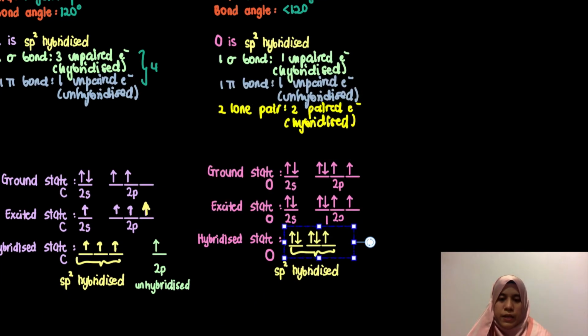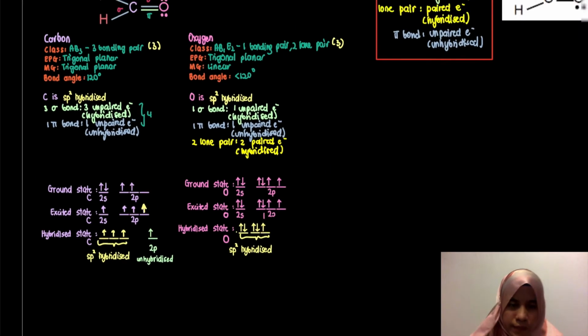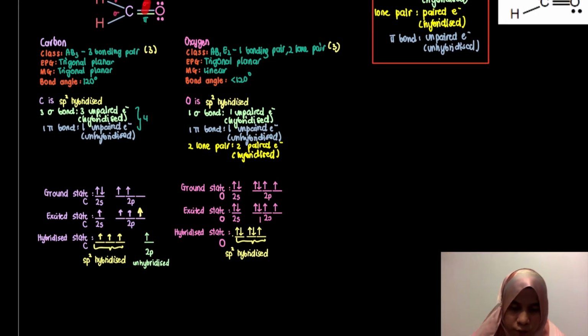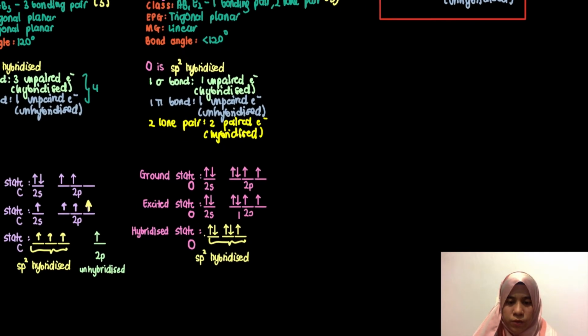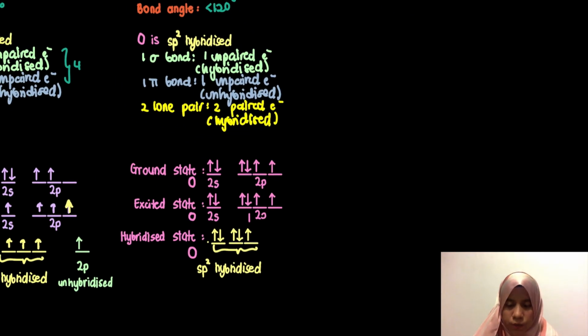Sekarang ni sp2 hybridized. Ngam lah sebab ada 1 unpaired electron ni untuk kita punya sigma bond. Lepas tu yang ini kita punya lone pair. 1, 2, lone pair kita. Okay, so lagi satu. We do have one more kan. Satu ni dia sebenarnya 2p unpaired electron, sebab kita nak form kita punya pi bond. Okay, so kita lihat kat sini please.